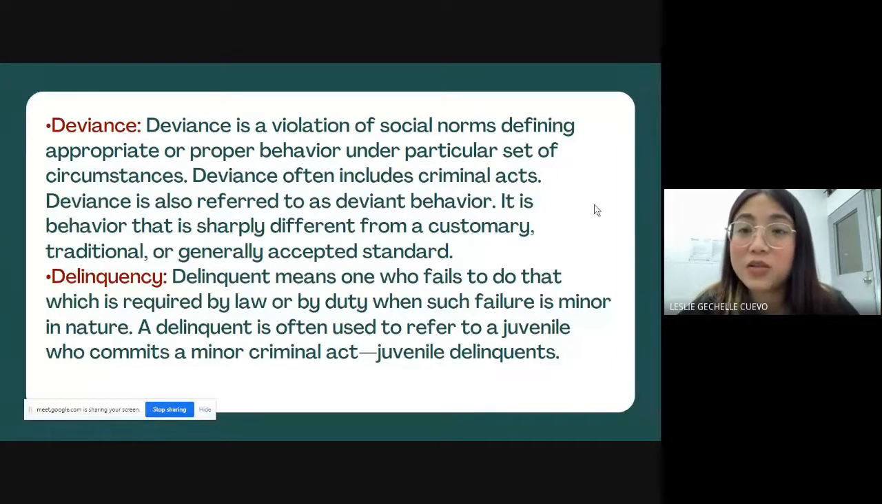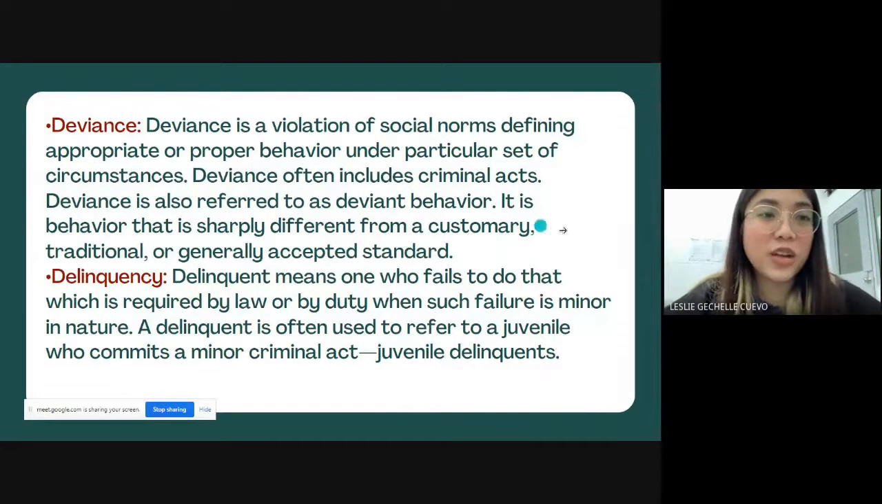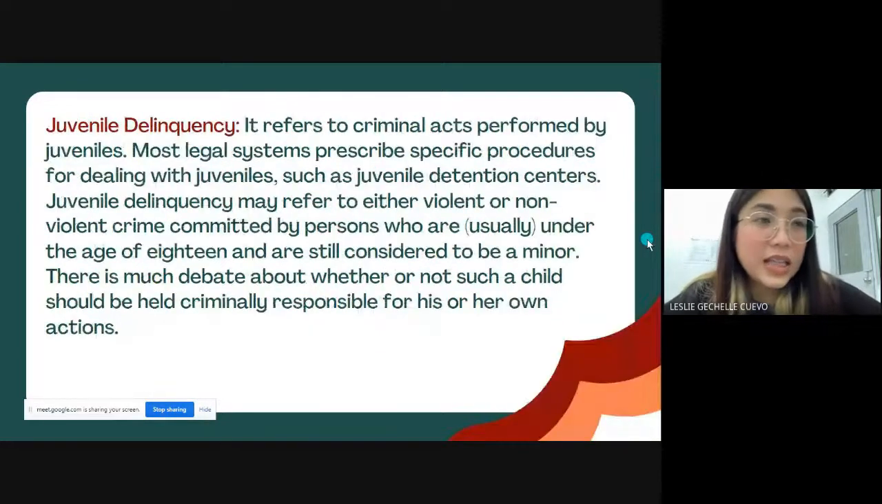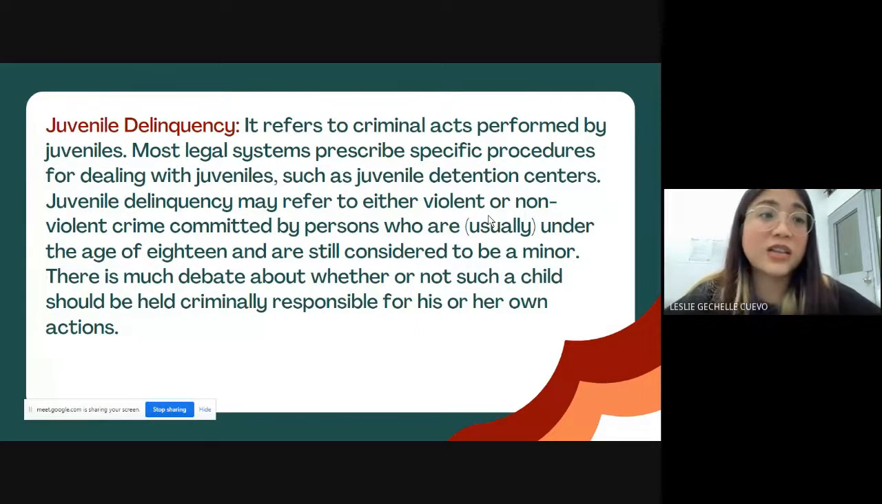Delinquent means one who fails to do that which is required by law or by duty when such failure is minor in nature. A delinquent is often used to refer to a juvenile who commits a minor criminal act, juvenile delinquent. Yan tawag natin sa mga batang gumagawa ng krimen or merong mga paglabag sa batas. Mga juvenile delinquent. And lastly is juvenile delinquency. It refers to criminal acts performed by juveniles. Most legal systems prescribe specific procedures for dealing with juveniles, such as juvenile detention centers.